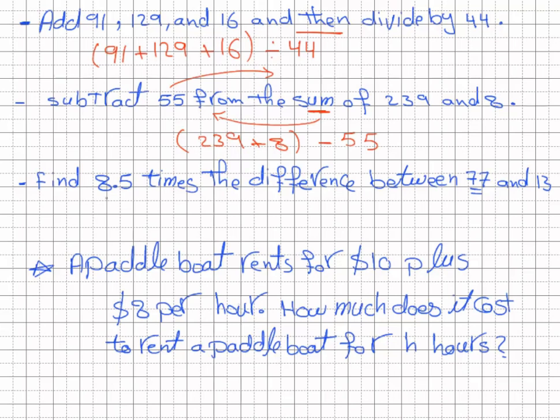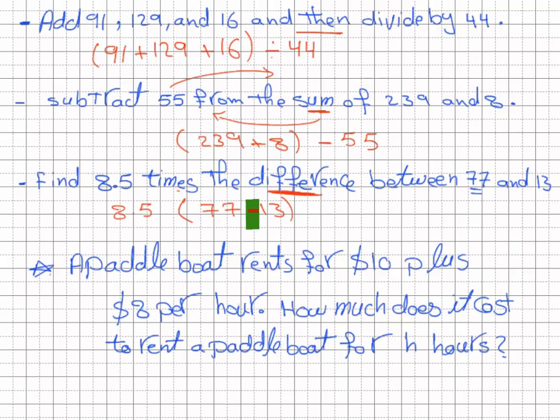Here, find 8.5 times the difference. Here, 8.5 multiplied by the difference. This means multiplied by the difference. I have to find the difference first. It will become 77, 30. Here, don't forget, every time you find a number times a difference or sum, you have to put what? The brackets. You have to put these brackets.